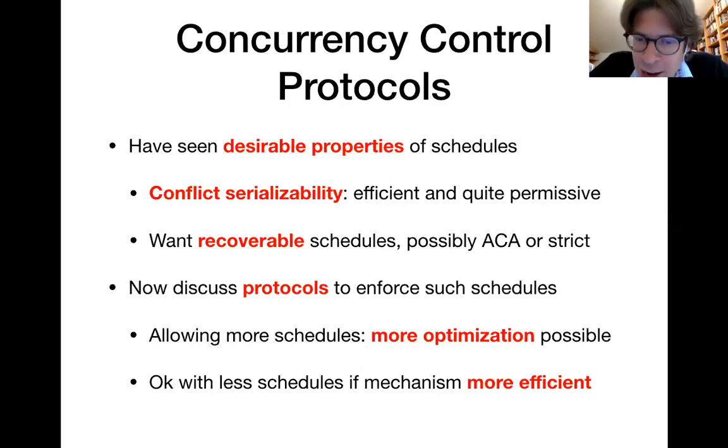There are always trade-offs. Ideally, we want a mechanism that allows many possible schedules to consider, because then we can select the most efficient one for execution. On the other side, we want a mechanism that is very cheap to execute. So we might be willing to accept considering fewer schedules if in exchange it reduces the cost of concurrency control.